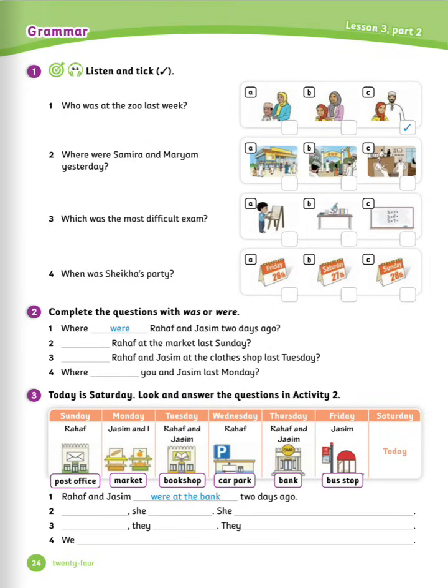Where were Samira and Maryam yesterday? Hi Samira. Hi Maryam. Hi Qais. Where were you yesterday? I was at the cafe, but you weren't there. Sorry, Qais. Maryam and I were at the shopping mall doing some shopping. That's fine. Number 3. Which was the most difficult exam?